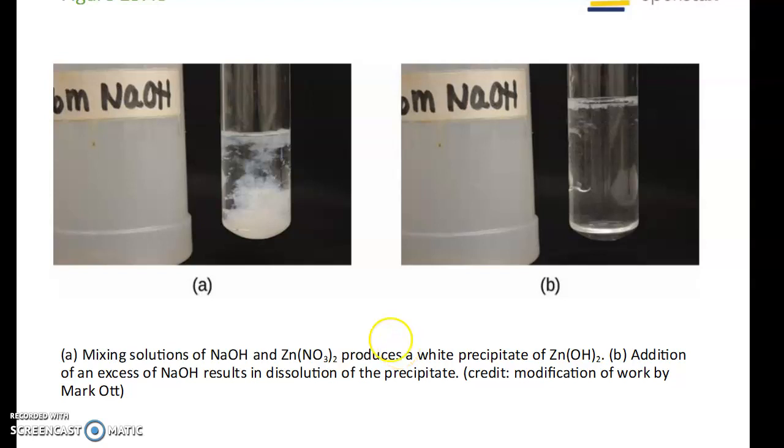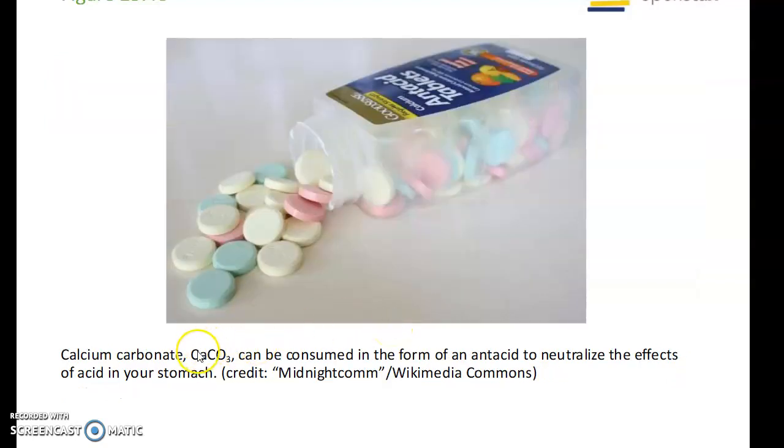Okay, moving right along, if you have zinc nitrate and you add sodium hydroxide to that, you'll get a white precipitate of zinc hydroxide right here. But if you add more than that, that precipitate will go back into solution. So it's very concentration dependent. Calcium carbonate, that's something a lot of people are familiar with. That's the chalky material that you take as an antacid, to neutralize the effects of acid in your stomach.